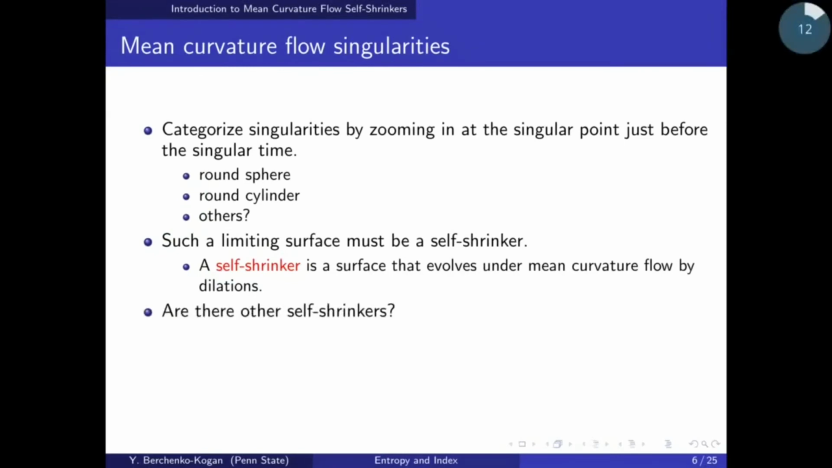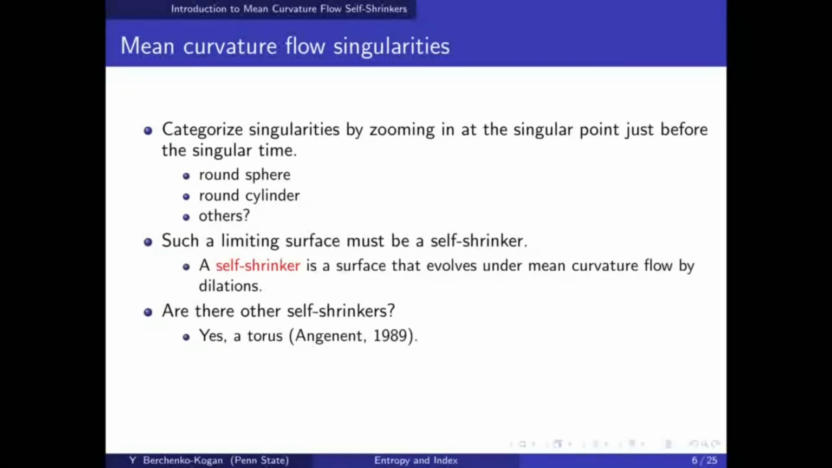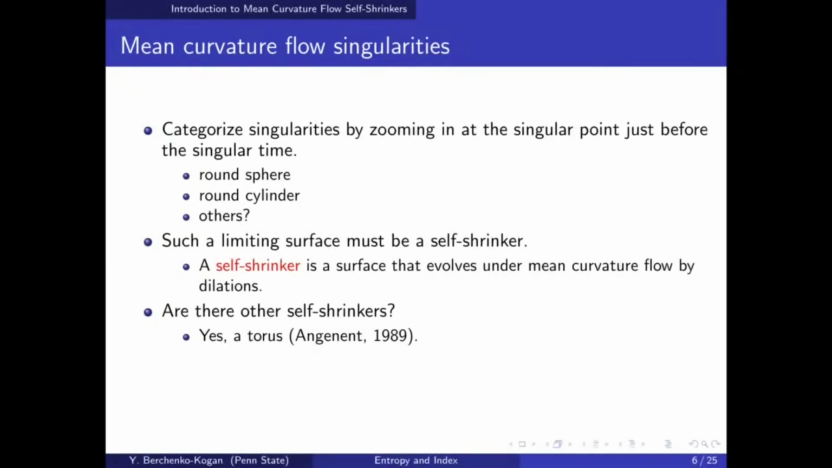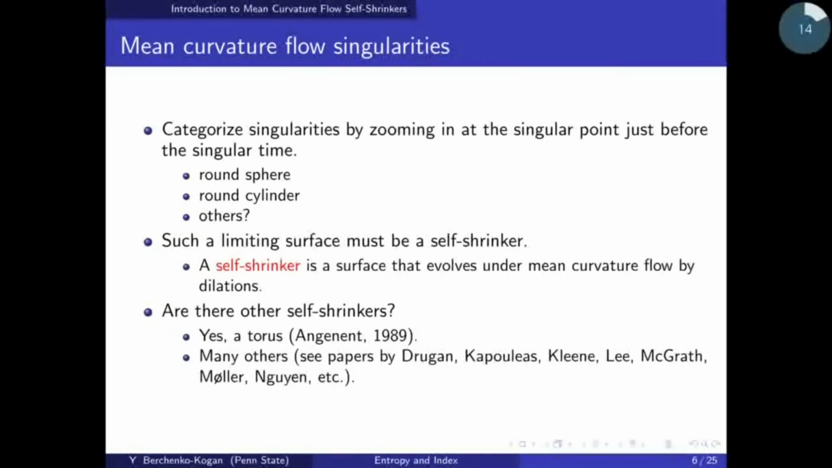So then the question is, well, are there others? And the answer is yes. So one of the first results is a result by Angenent, finding a self-shrinking torus, which is now called the Angenent torus. And since then, there have been many others. I tried to list as many people as I can that have come up with more examples of self-shrinkers, but I'm sure I missed somebody. So apologies for that.